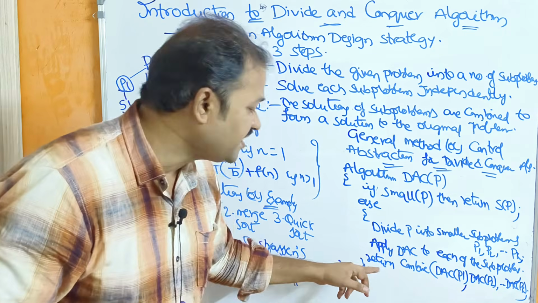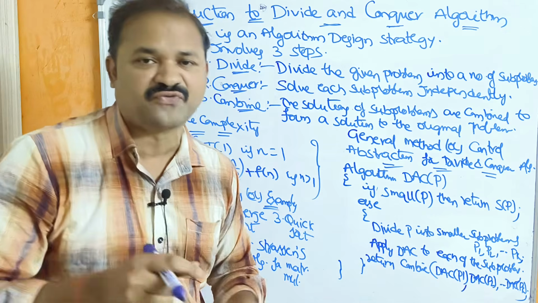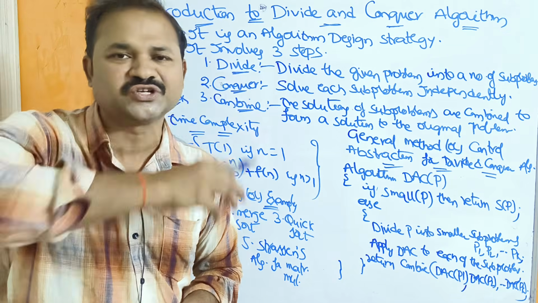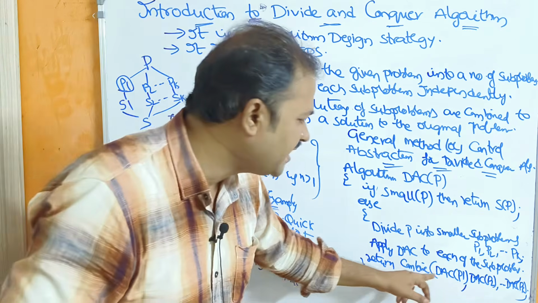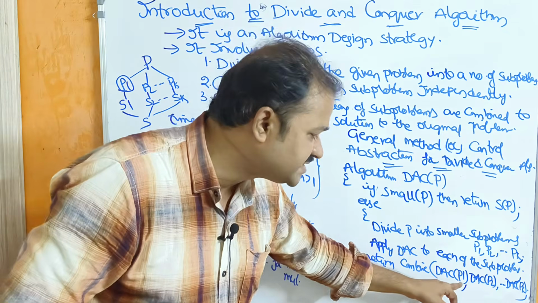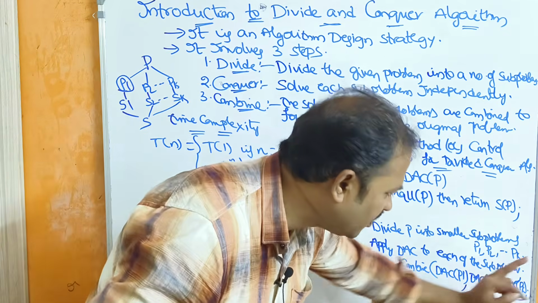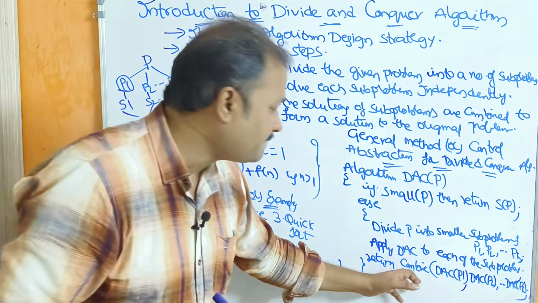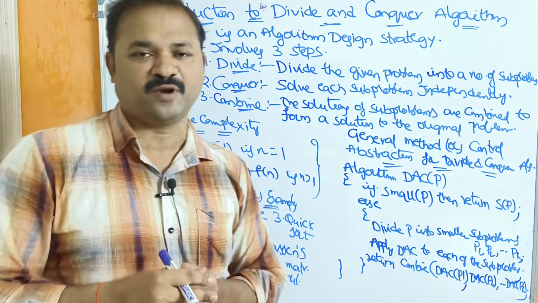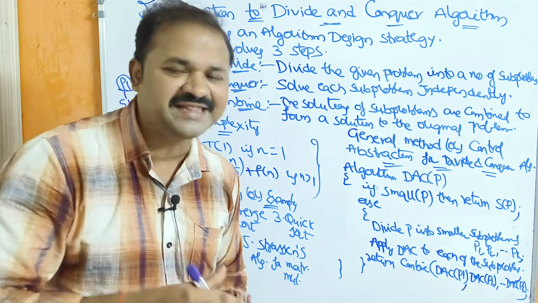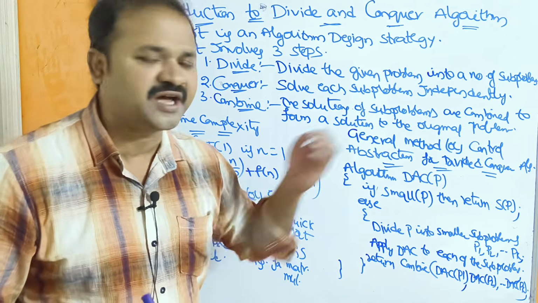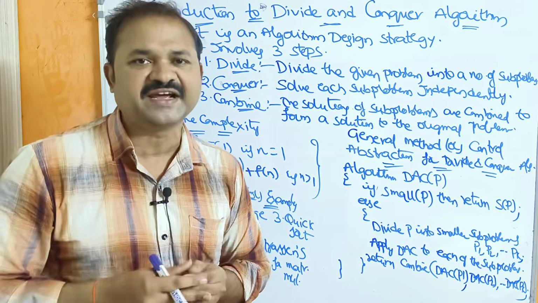And what is the third one? Return combine of, so that means we are combining the solutions of all the sub-problems. Combining of what? DAC of P1, DAC of P2, and so on, DAC of Pk. So we are combining the solutions of all the sub-problems. This is called the algorithm or general method or control abstraction for divide and conquer.